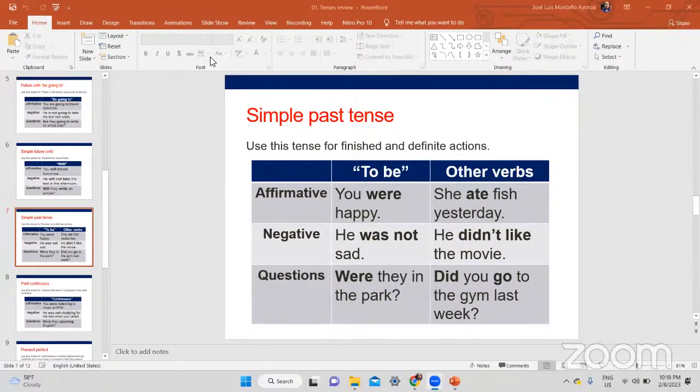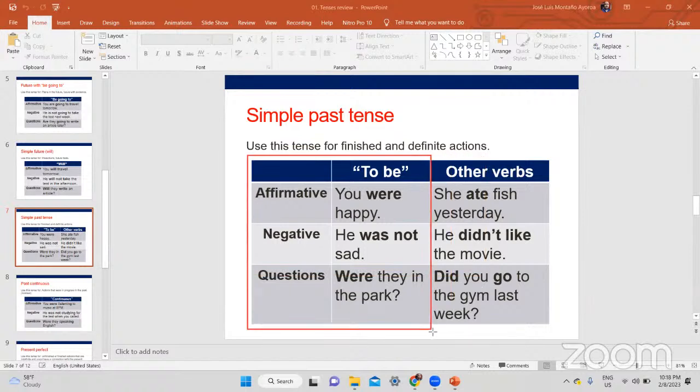Again, the simple past is the same as the simple present. You have the verb to be and you have other verbs. That's the first thing. With the verb to be, remember that you use two things, Leandro. Was for I, he, she, it, and were for we, you, they. And you use also this with some adjectives. Read the examples, please, Leandro. Affirmative, negative, and questions, only with the verb to be, please.